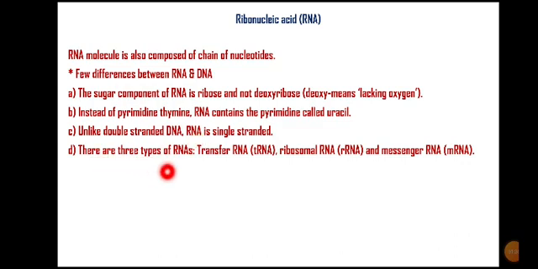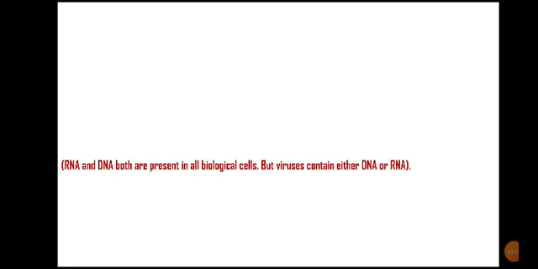Then there are three types of RNAs. They are called tRNA, that is transfer RNA, rRNA, that is ribosomal RNA, and mRNA, that is messenger RNA. RNA and DNA both are present in all biological cells. The exception is virus. Virus is not a cell. Virus contains either DNA or RNA.